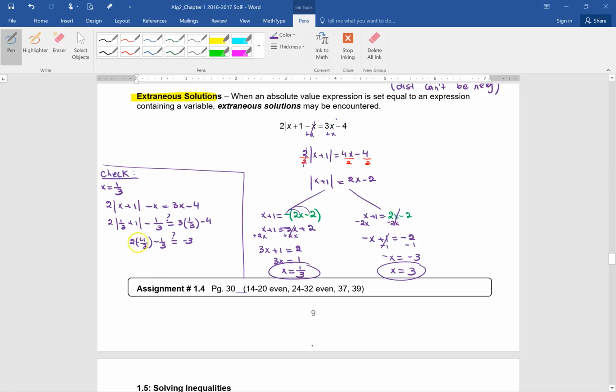So now, what's 2 times 4/3? 8/3 minus 1/3. How much is that? Right, this is 7/3. Is that equal to negative 3? No, so that doesn't work. This answer, we did it for nothing. It doesn't even work.